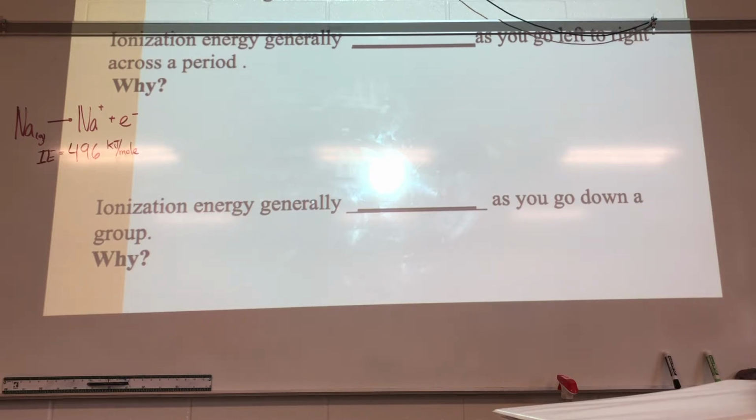Okay, so now let's look at the trend. Let's go up and down first. Don't shout it out loud. I want everyone to think for themselves on this one. As I go down a group, a column, does ionization energy increase or decrease? Just think in your head for a second. So as I go down a group, comparing sodium to francium, does ionization energy increase or decrease? Or another way you can think about it, is it harder or easier to pull off an electron?